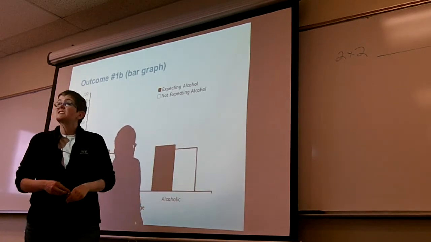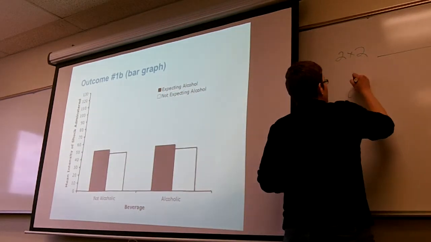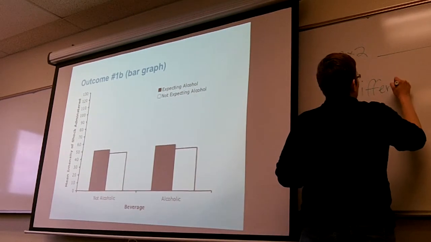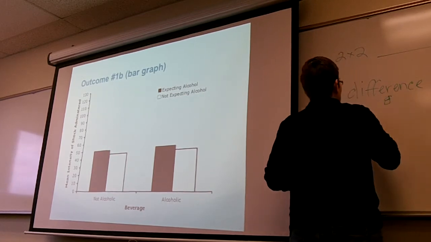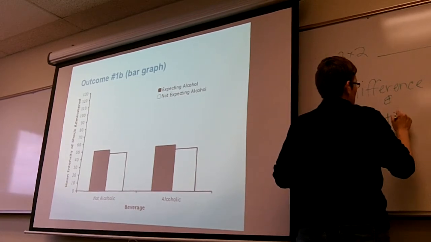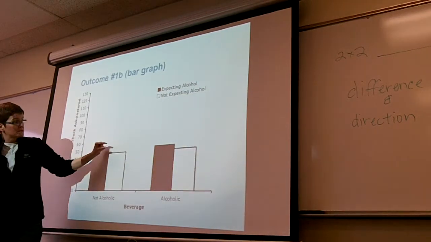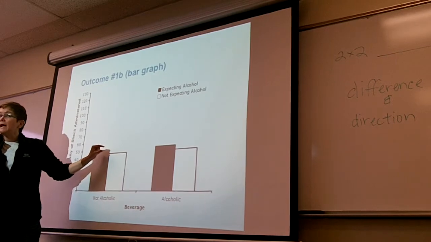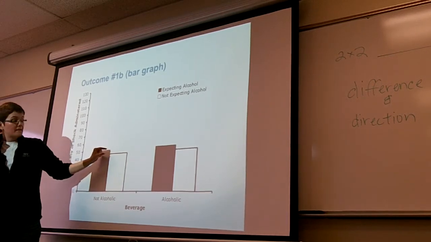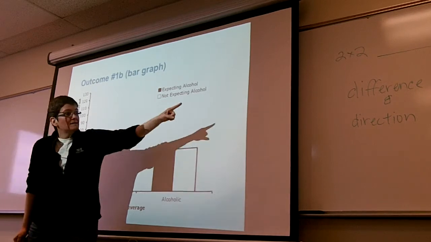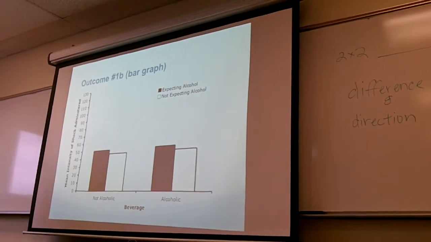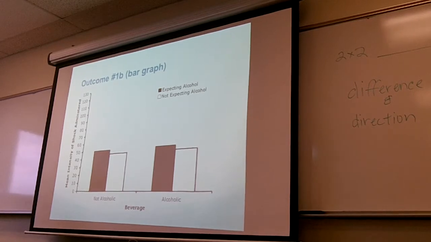When we're doing the interaction, what we're looking for is the difference and the direction. Okay? In both cases, we have the same difference, this much, and the direction is the same. It's the black bar taller than the white bar. The fact that the patterns match in difference and direction means we have no interaction.